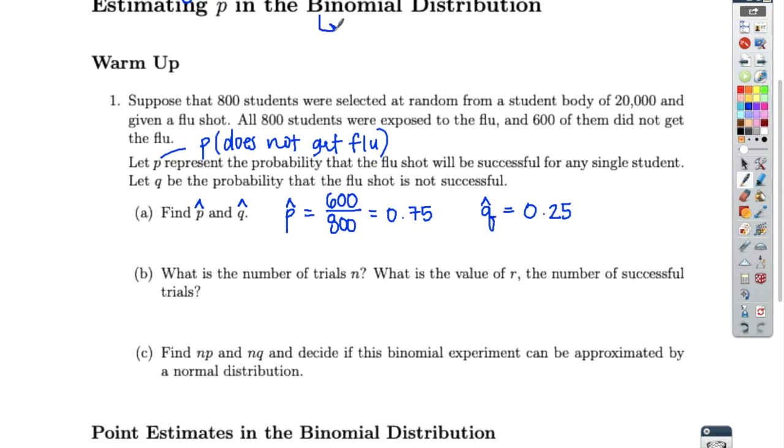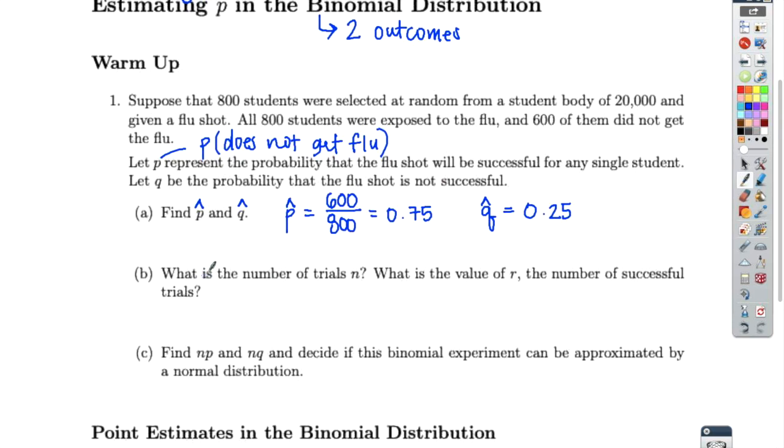So binomial trials, remember, they only have two possible outcomes. And we call those outcomes success and failure, even though they don't necessarily correspond to something good or bad happening. But two outcomes only. So there's no third way that could have ended. You either do get the flu or you don't.